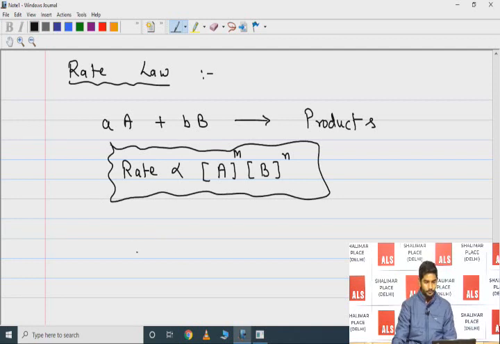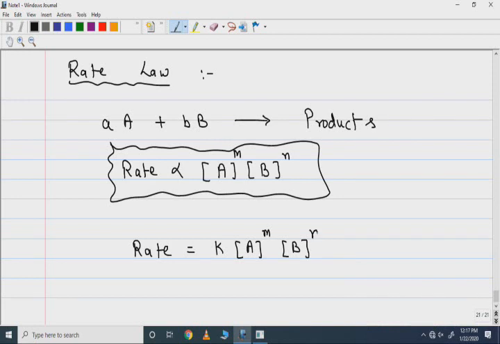Now I have to remove this proportionality sign and I'll put a constant k here, and this is your concentration of A having power m, concentration of B having power n. Here the k is your rate constant. Copy this one first.